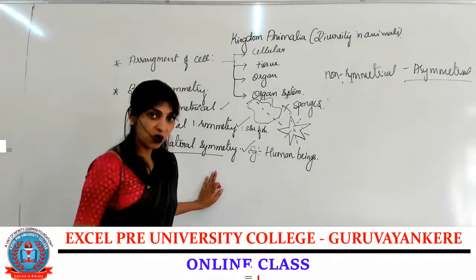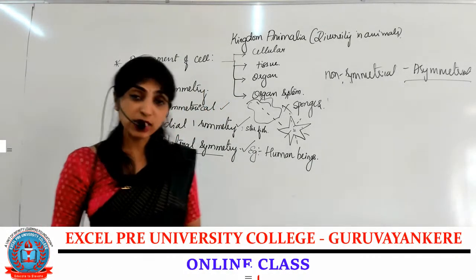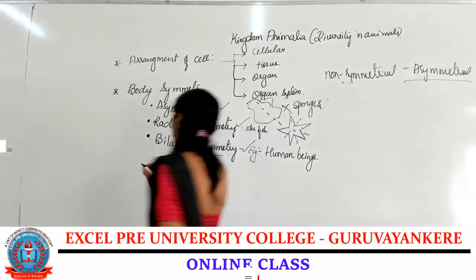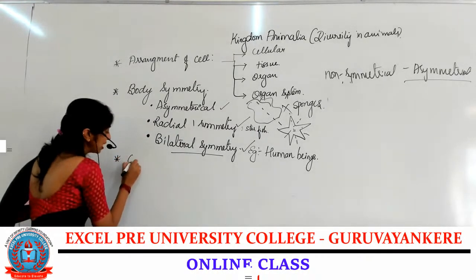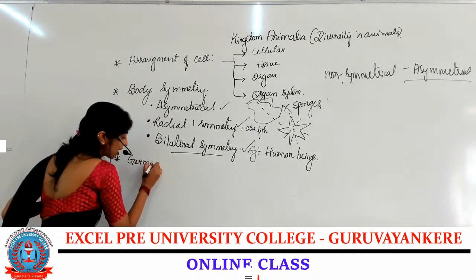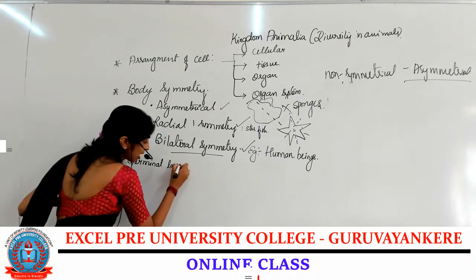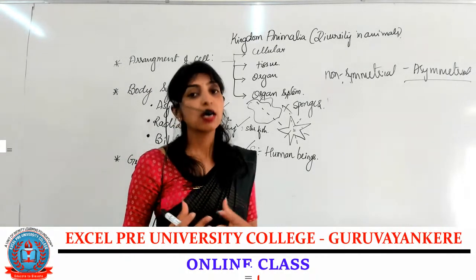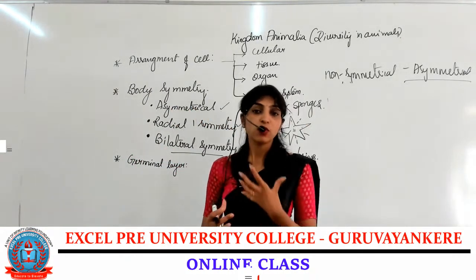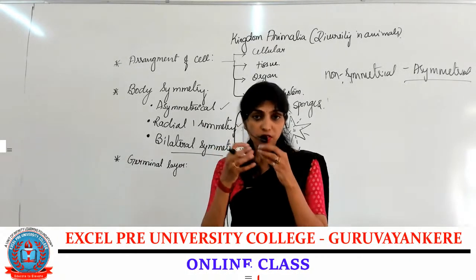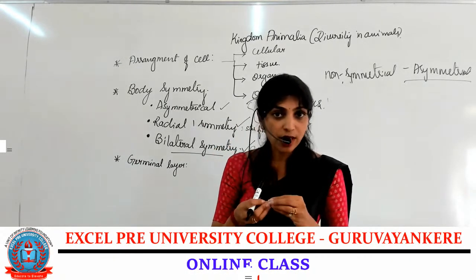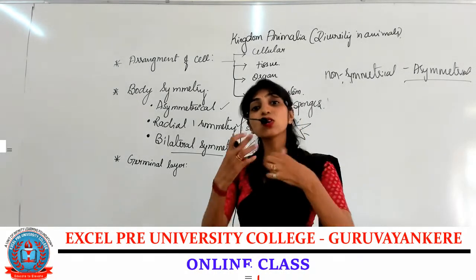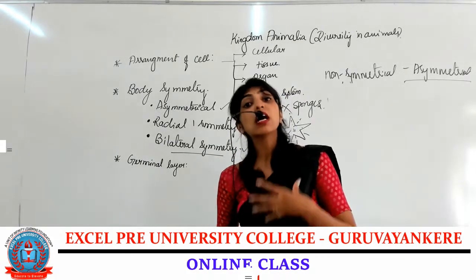If I am clear with body symmetry, now coming to the next one, animals are classified based on the characteristic feature of germinal layers. Now, what is this germinal layer? When the organism is formed, there will be fertilization, there will be fusion of gametes, forming a zygote, and the zygote will start multiplying into an embryo.